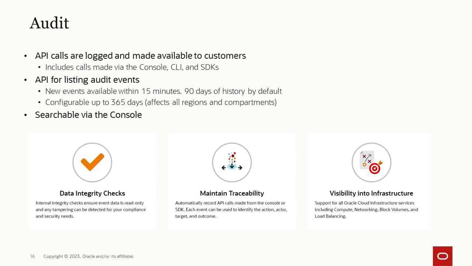These API calls are all going to be logged. For your events, once again, still all logged. For your log dumps, the events will be available within a maximum of 15 minutes. And for the log history, by default, it's going to be stored for 90 days. You can configure that up to 365 days, so 1 year.